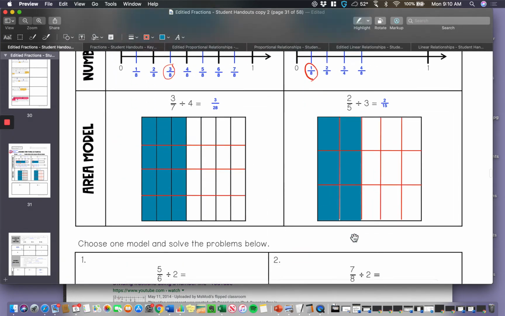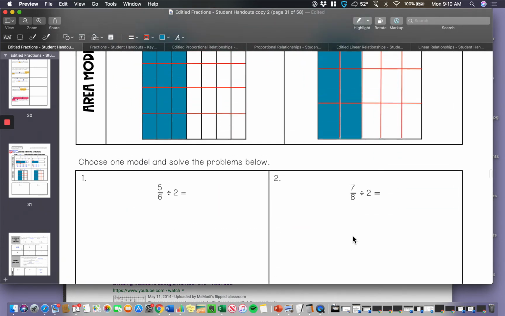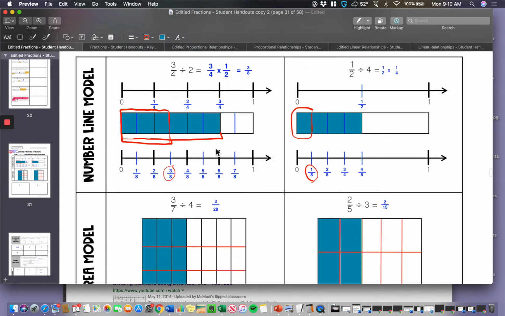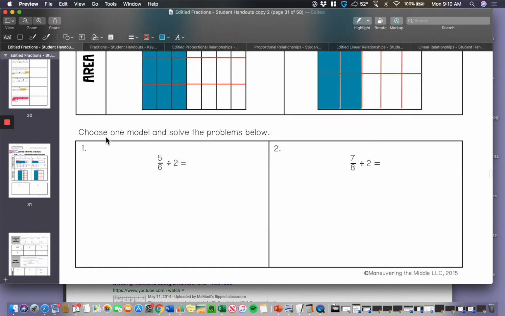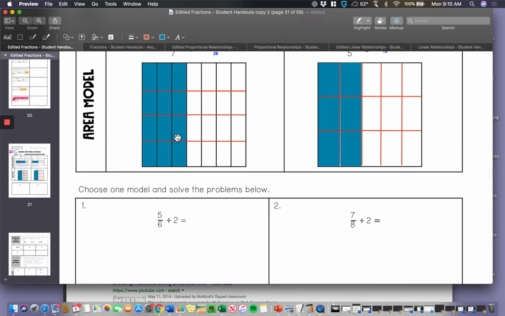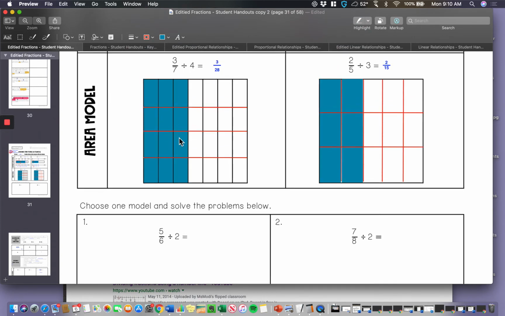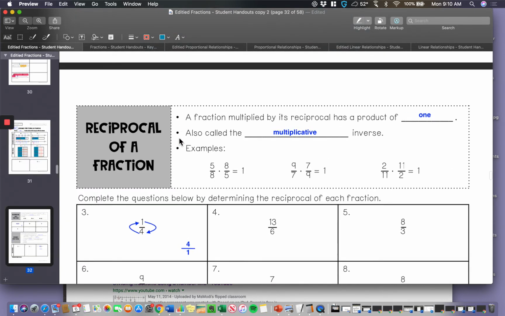On the bottom of your page, you can use either the area model here or the number line model here, and choose one model and solve the problems below. Not only are you going to get the answer, I need to see one of these models, and I recommend the area model. I think that's the easiest model. All right, we're going to move on to the back of the page, a little bit easier than the front.